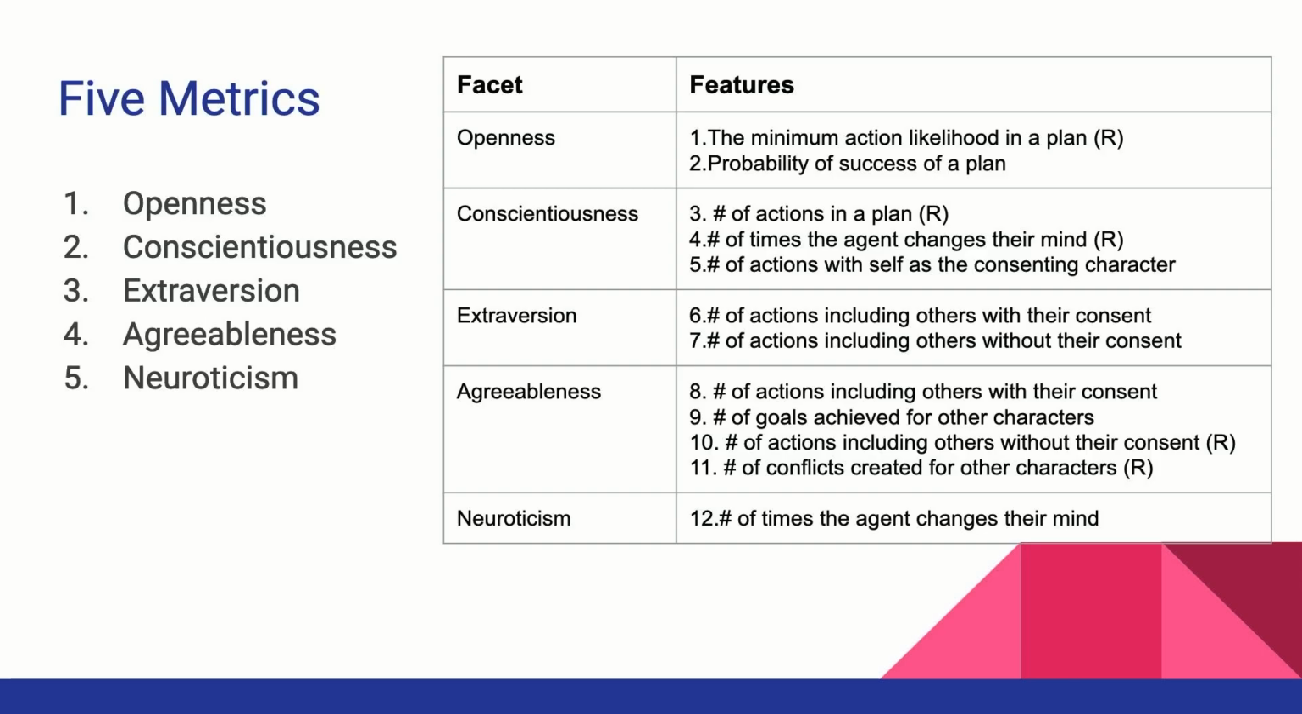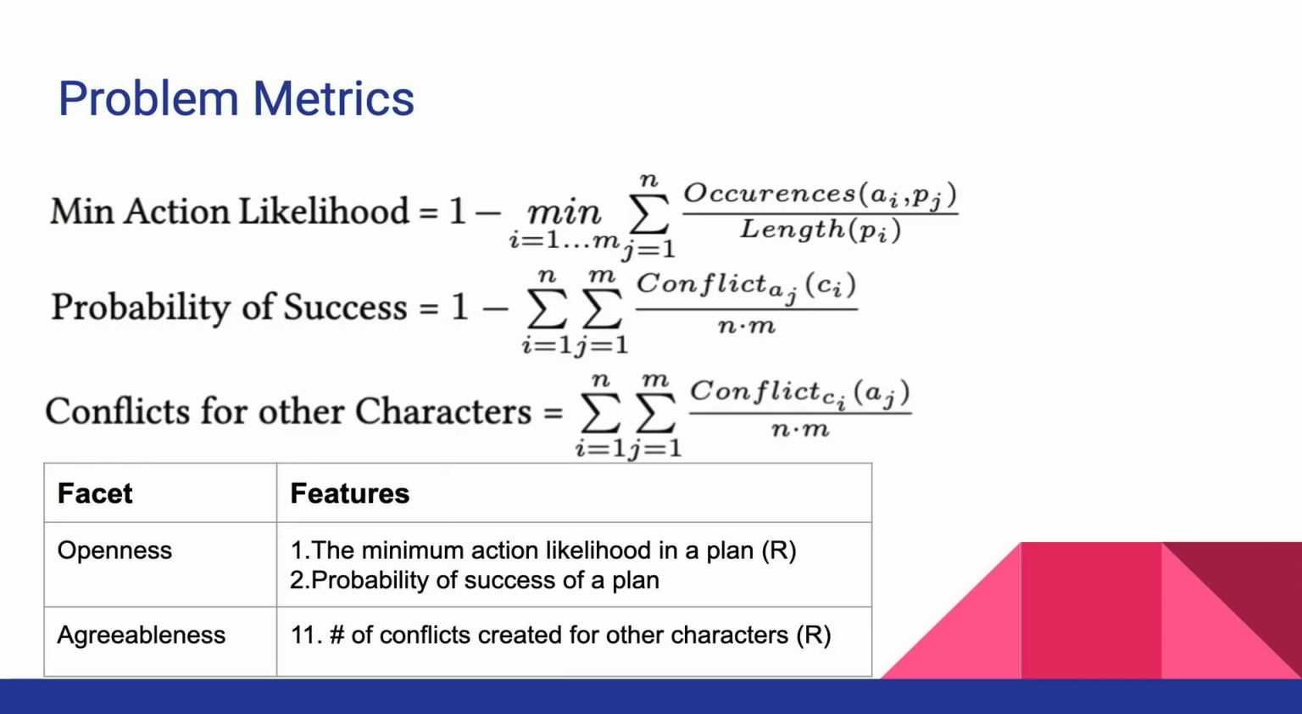However, there are some problems. Three of these values: the minimum action likelihood, which was used essentially to reflect a form of creativity, and the probability of success, which was used as a form of intelligence, both apply to openness. And finally, the conflicts with other characters, which was used as part of agreeableness. These three, so a few things to note.